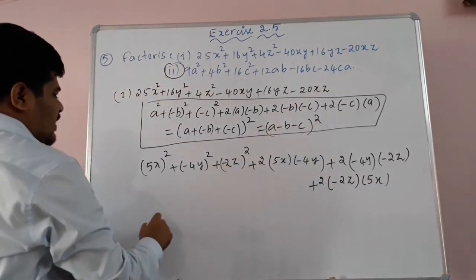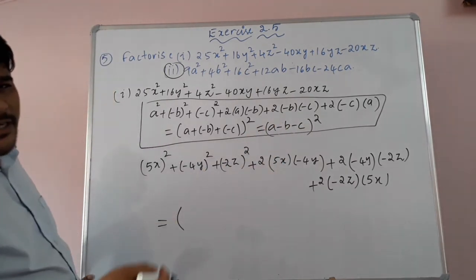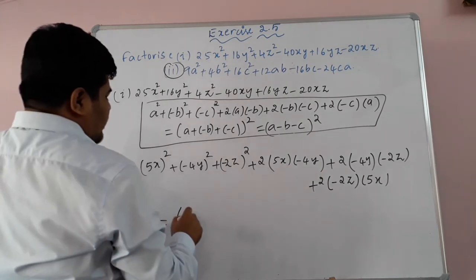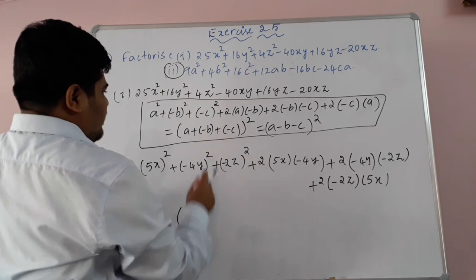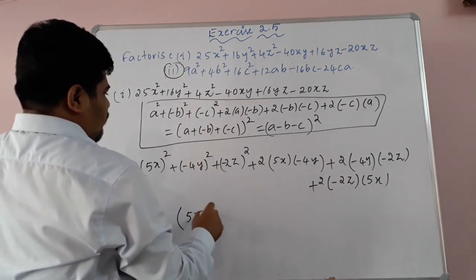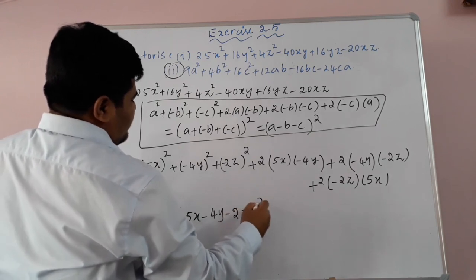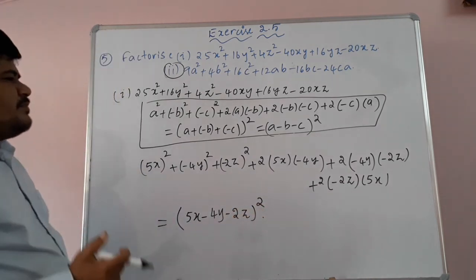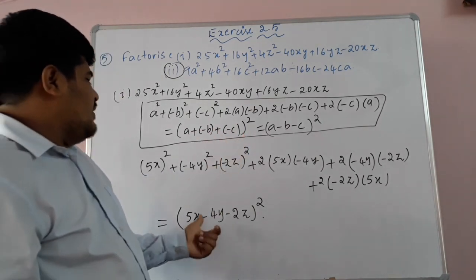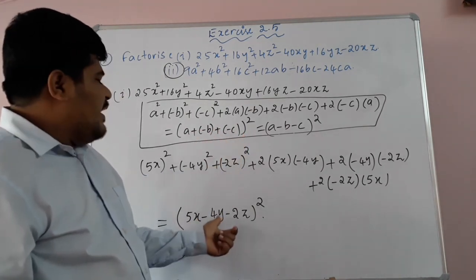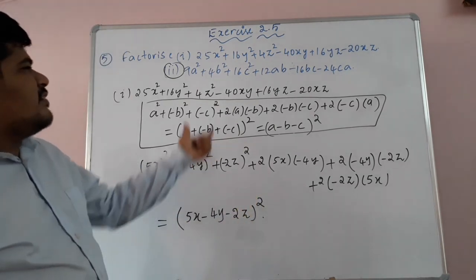Now children, we can use this formula: a minus b minus c whole square. So 5x in the place of a, minus 4y in the place of b. So we can write 5x minus 4y minus 2z whole square. If you take a plus b plus c whole square, in the place of b minus 4y is there, in the place of c minus 2z is there. So 5x minus 4y minus 2z whole square. So children, in this way we can factorize the given problem.